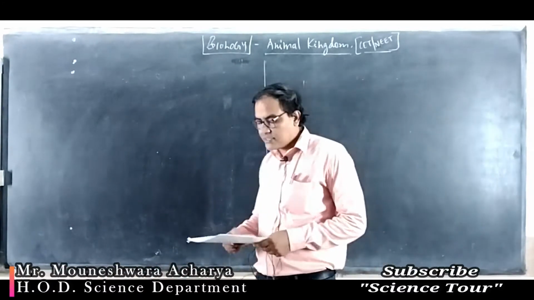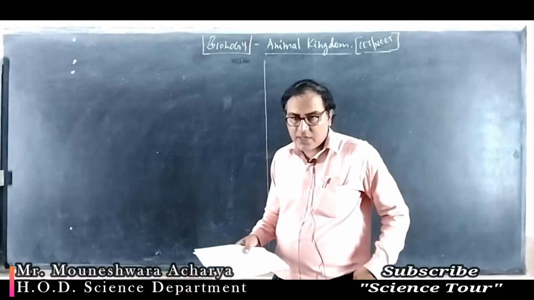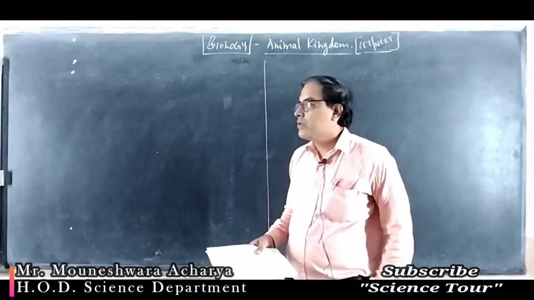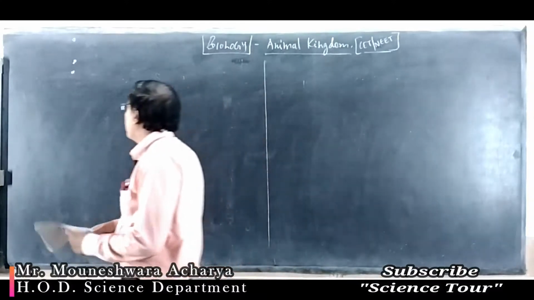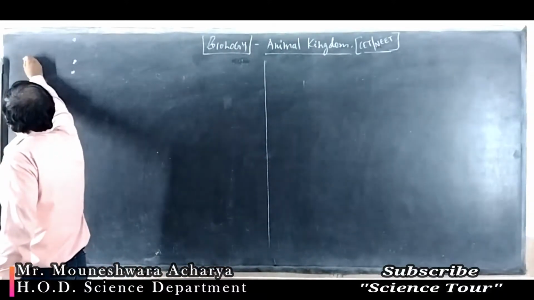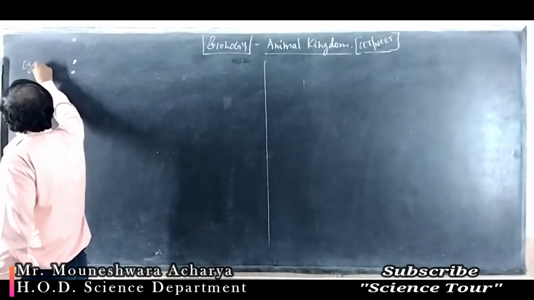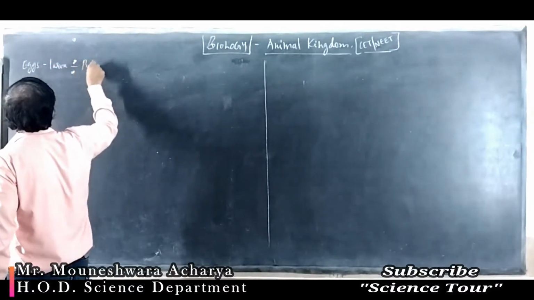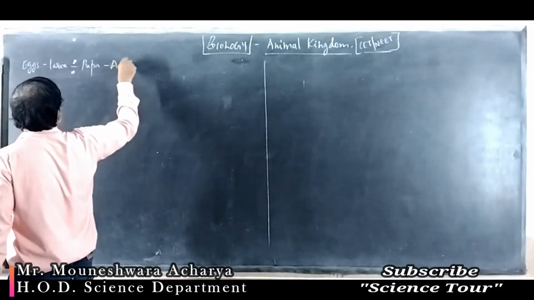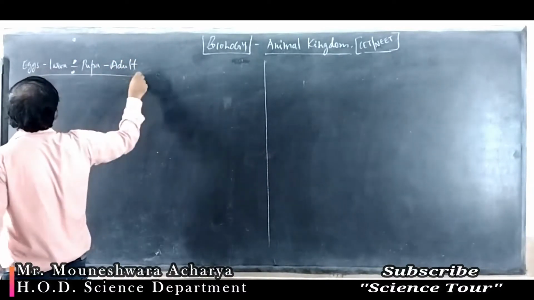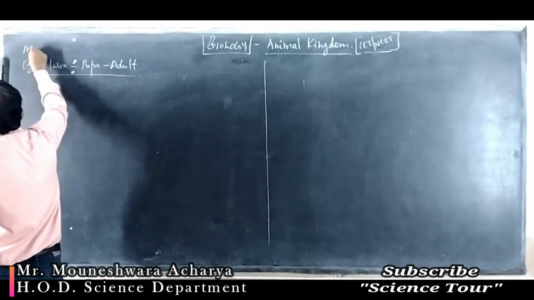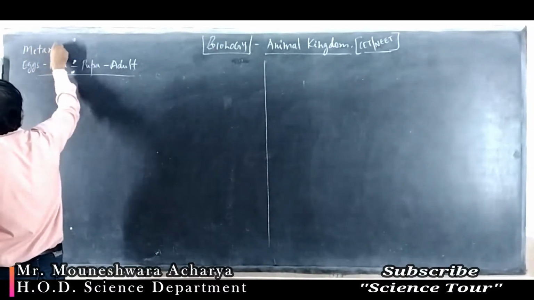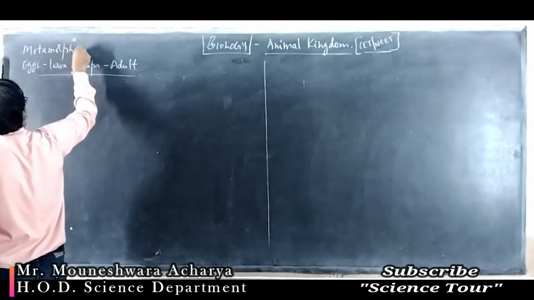So it has got eggs, then larva will develop into pupa, and pupa will grow into adult. This stage of development, that is called as metamorphosis.